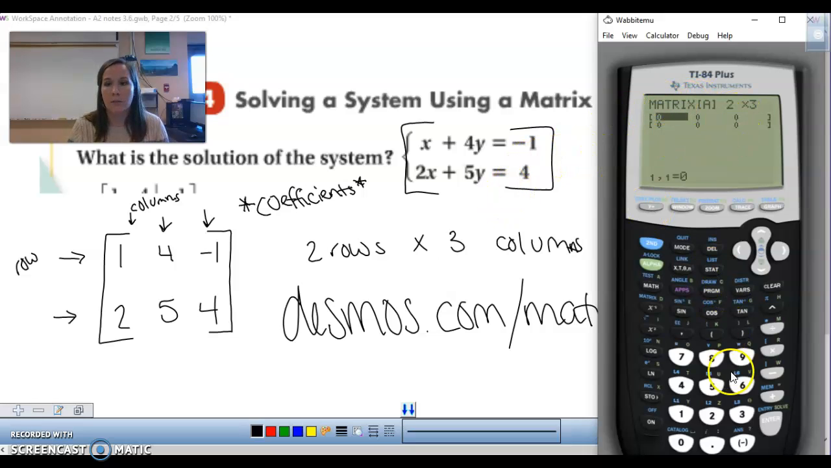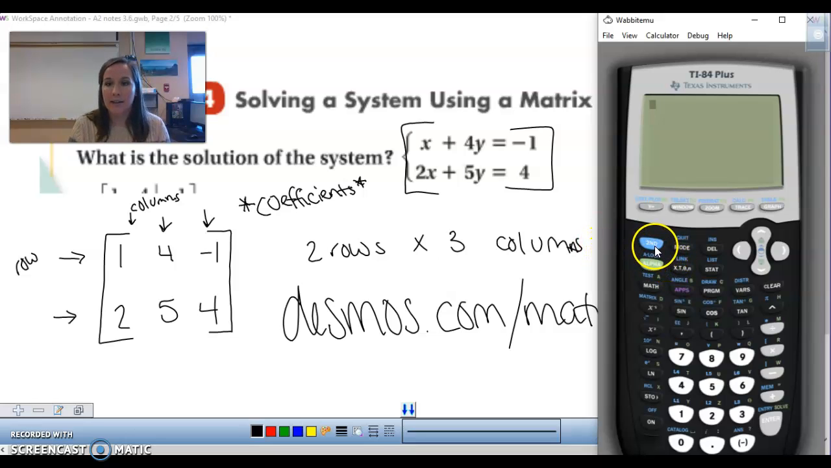We're going to plug in our numbers into this matrix. So we have 1, 4, -1. Make sure you use the negative symbol and not the minus. 5 and 4. Okay, once you have your matrix filled out, you can get out of there by going to second mode. That's just going to clear that and get you to the main screen.